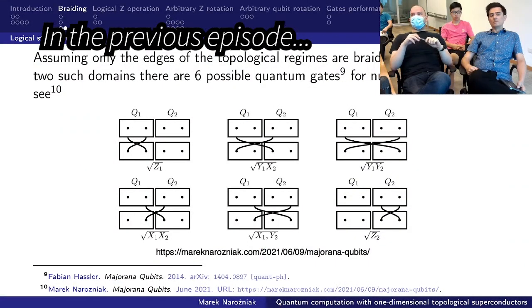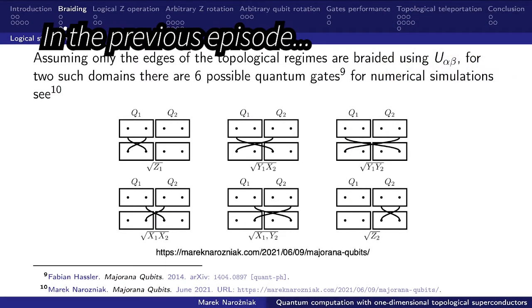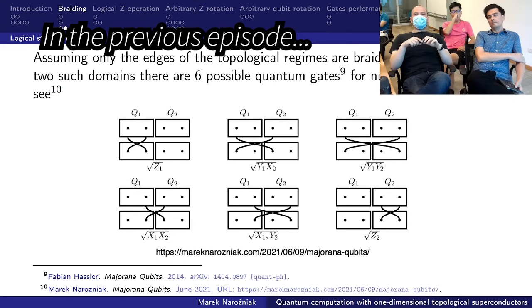And with two such Majorana qubits, or two chains, we have 4 edges and thus 6 possible braids. If you do the algebra, you would check their eigenvalues and eigenstates, and you would find that they produce square root of Z, square root of YX, YY, XX, and XY gates. So there are 6 possible gates to achieve by doing topological braids of only the edges.